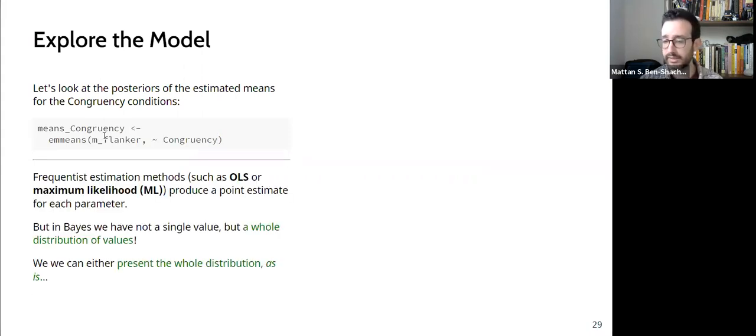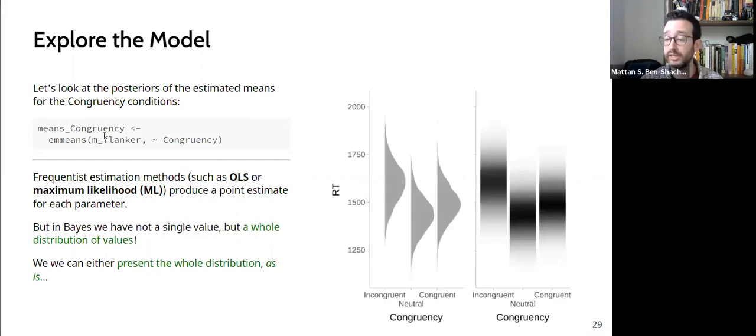Unlike frequentist estimation methods, such as least squares or maximum likelihood, which produce a single point estimate for every parameter in the model, in Bayesian models we don't have a point estimate. We actually have a whole posterior that we can use. So when we want to present results, one option is to just show the complete posterior of the means.